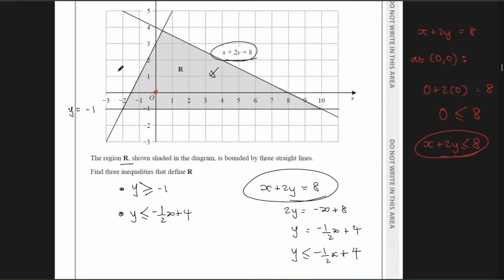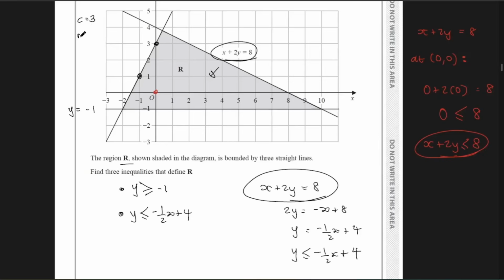Okay, now we have this third line whose equation is not given to us. We need to figure out the equation ourselves. So we can use y equals mx plus c to figure it out. This line has a y-intercept of 3. So c value is 3. In terms of gradient, we can choose another point that can easily be read. So let's say c is equal to 3 for this line.